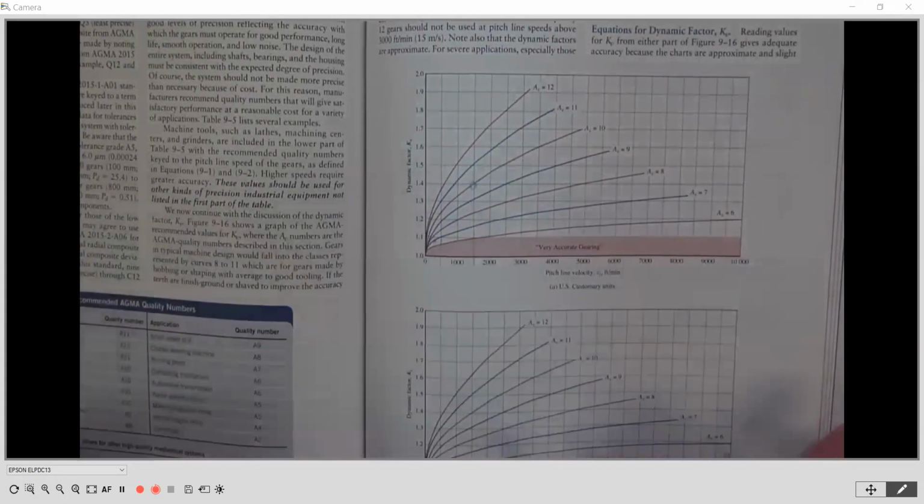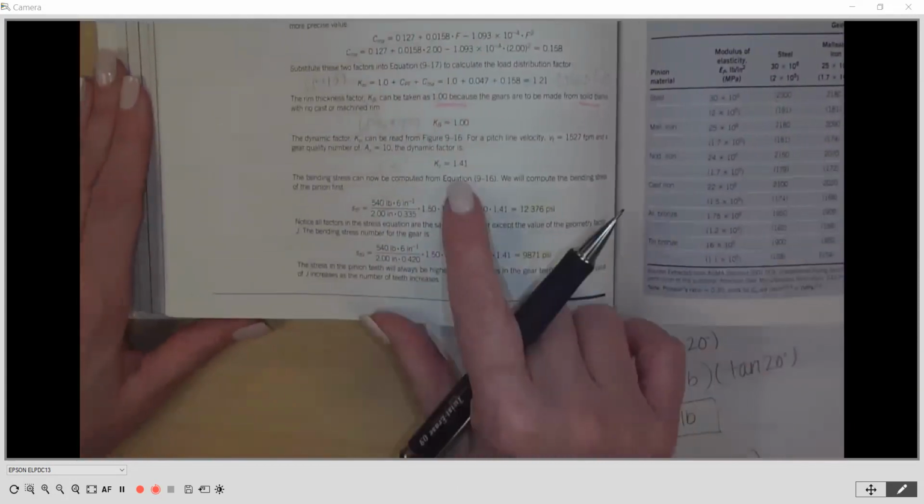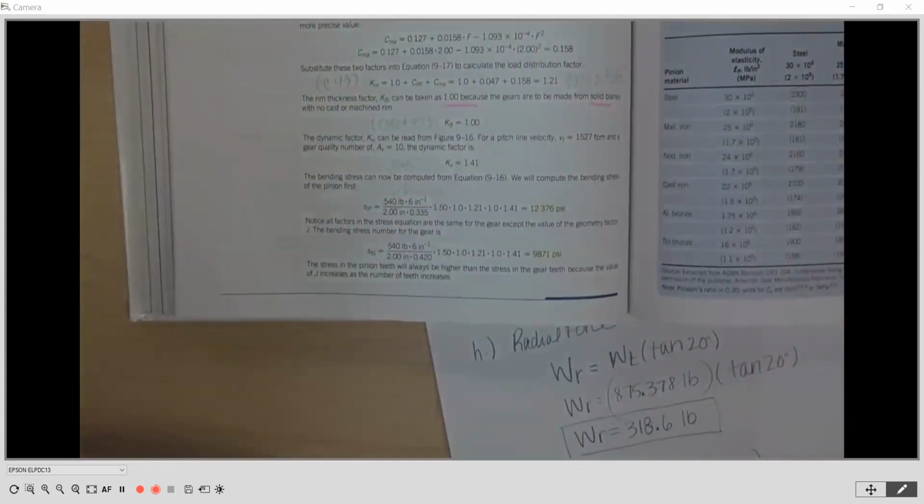So I'm going to go back to my problem and see what they put in. They read it even more accurately, 1.41. Okay, so I'm going to use 1.41. And again, when you do yours, if you leave it at 1.4, it's totally fine. So that's my KV factor, 1.41. Okay.